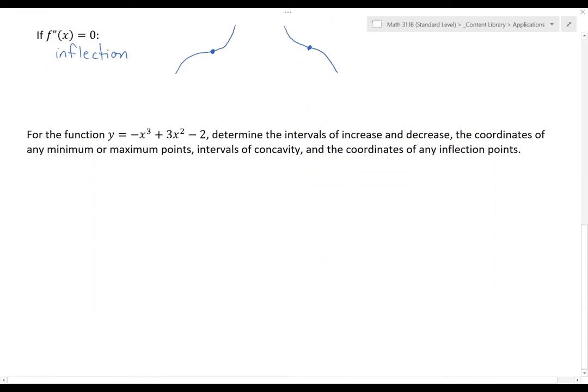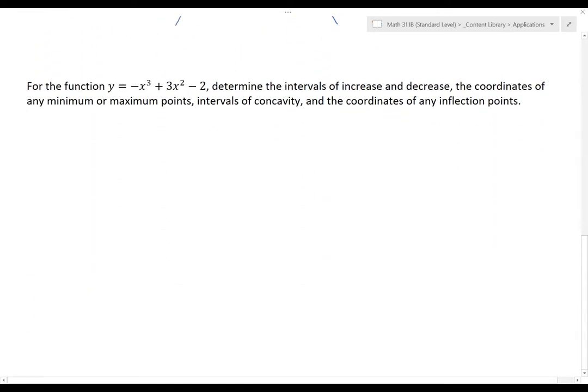So let's look at what that looks like in a specific example. This is a cubic function, and we already have a sense of what cubic functions are going to look like, but we're going to determine specifically the intervals of increase and decrease. We can use the first derivative to find the coordinates of any minimum or maximum points, and then through the second derivative, we'll figure out where it is concave up, where it is concave down, and where it inflects.